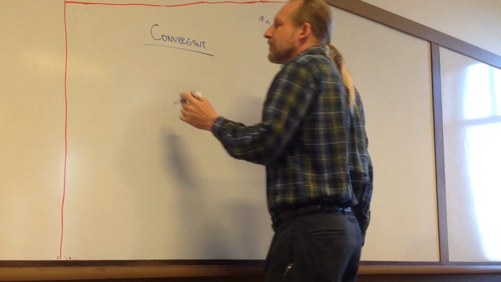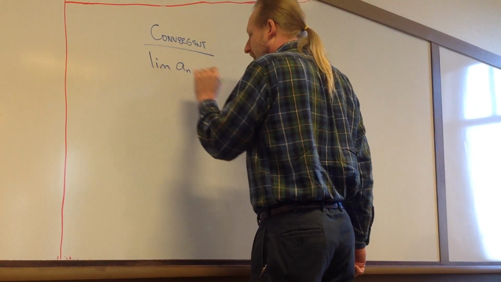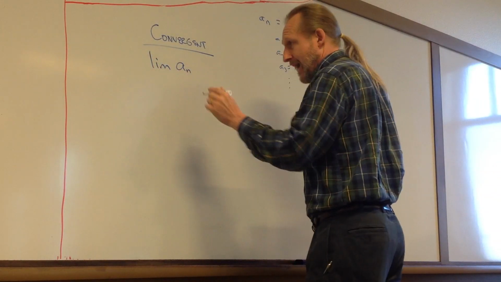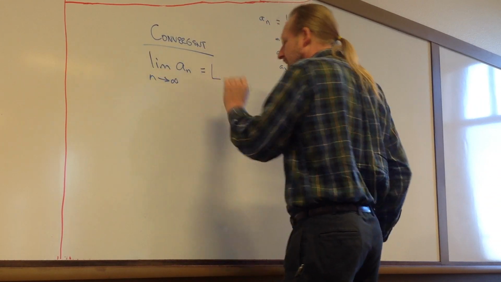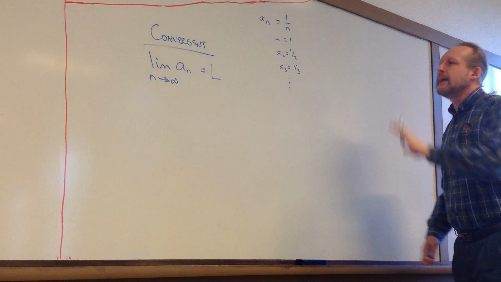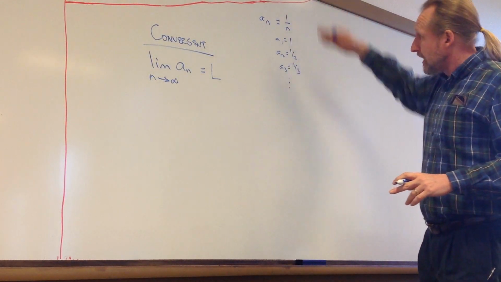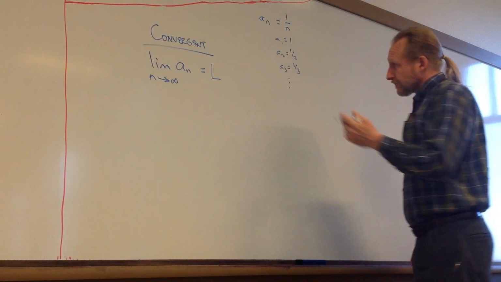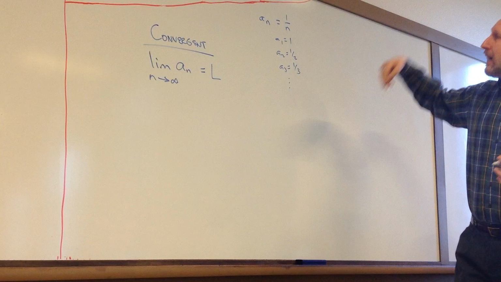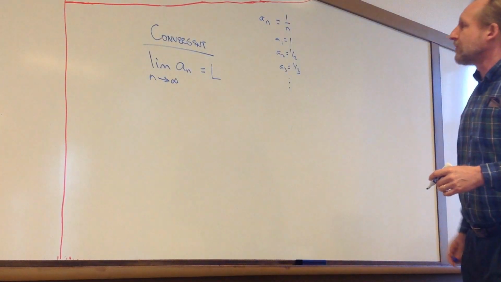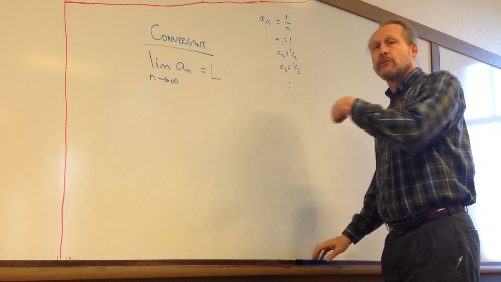So if something is convergent, what we're saying is that the limit of the terms, a sub n, as n goes to infinity, is equal to some numerical limit L, okay? In this case, as n goes to infinity, you can see that these fractions are approaching 0, okay? They're getting smaller and smaller and smaller, and will eventually be indistinguishable from 0. So this is a convergent sequence, and the limit of the sequence is 0.